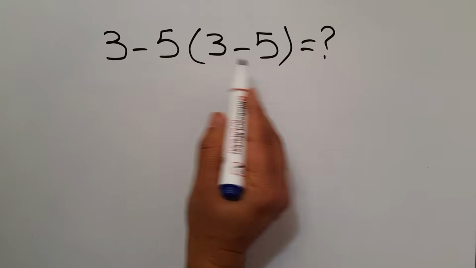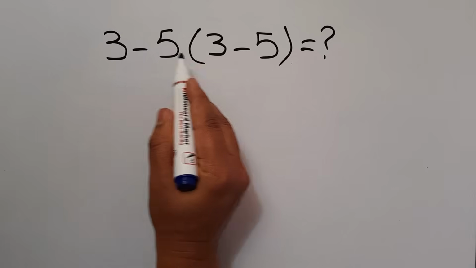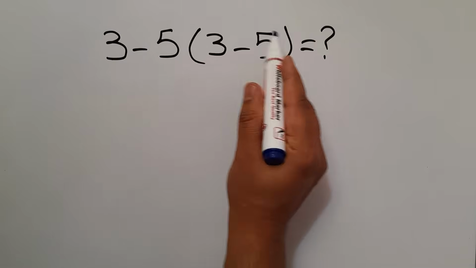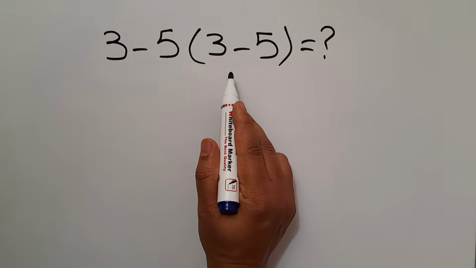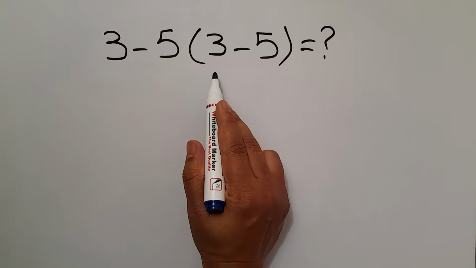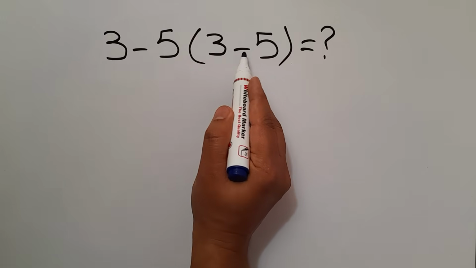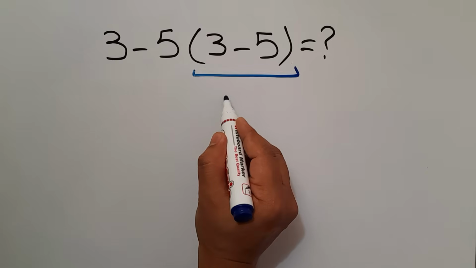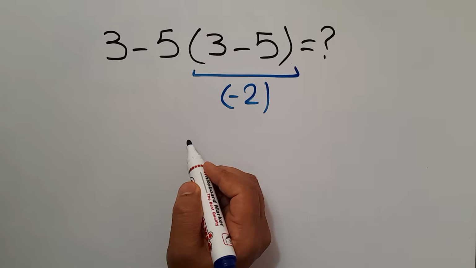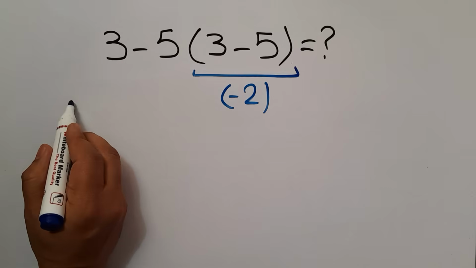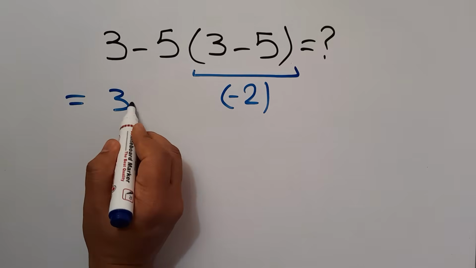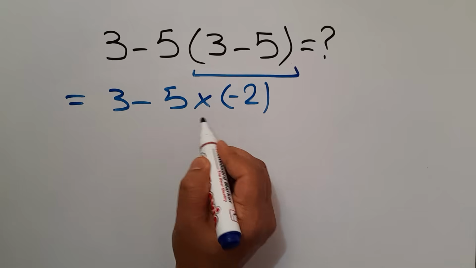In this expression we have one subtraction, one multiplication and this parenthesis. As we know, parenthesis has higher priority than other operations. So first we do this parenthesis. 3 minus 5 gives us negative 2. Okay, so our expression equals 3 minus 5 times negative 2.